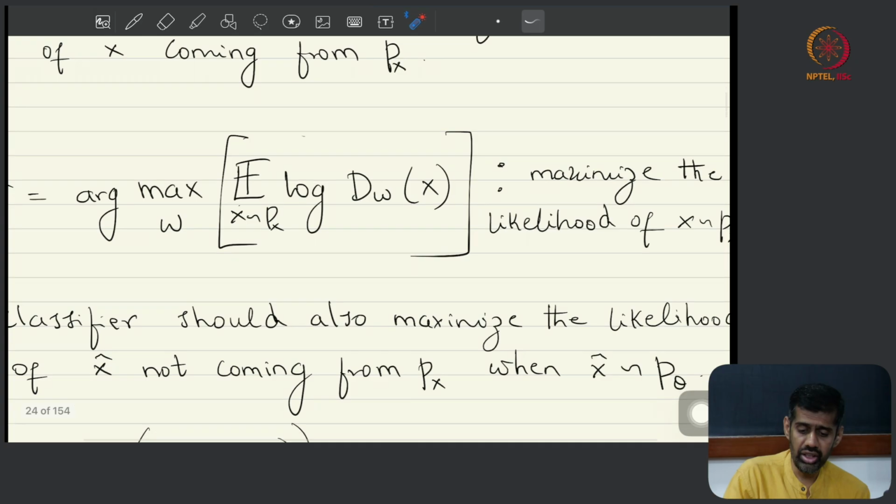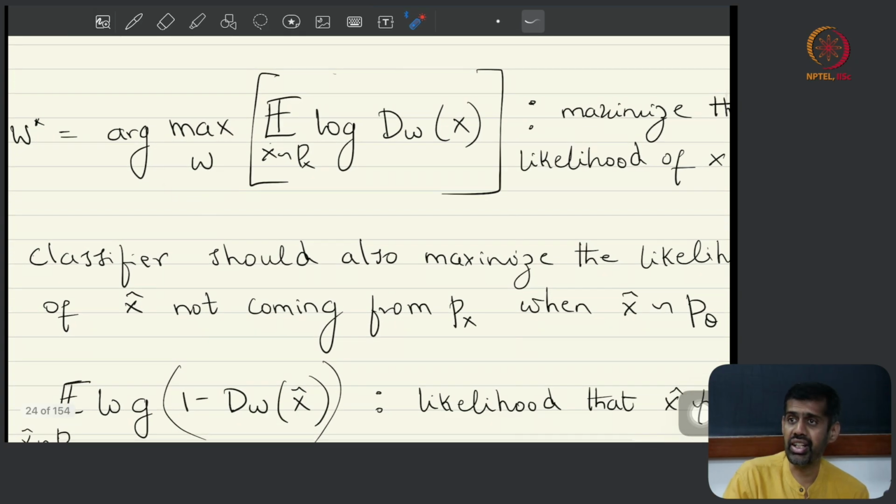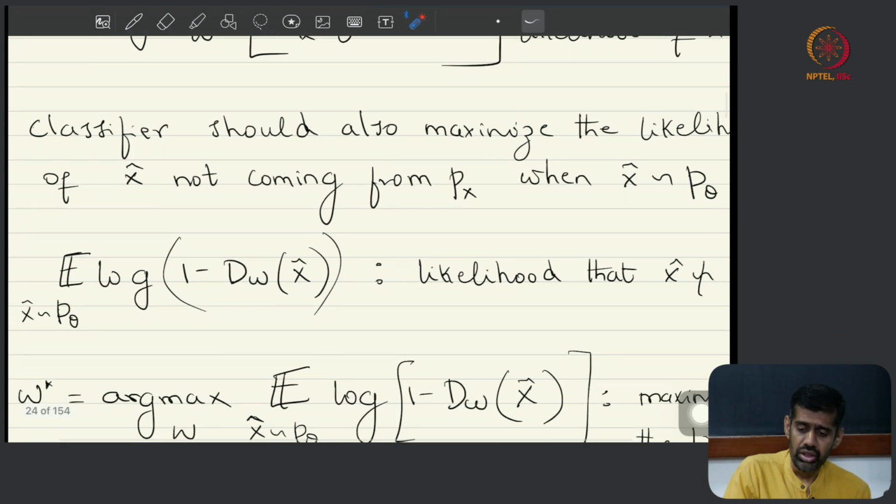Okay. I have to maximize that with respect to W, right, because my dW network or dW function is representing the likelihood of the sample X coming from Px. Make sense?